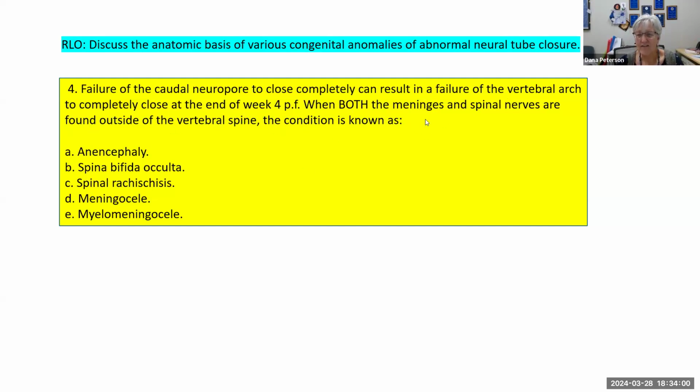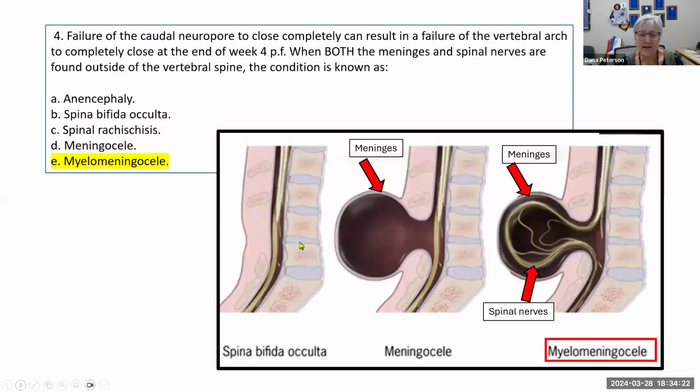So again, we've got a failure of the vertebral arch to close, and both the membranes that surround the developing spinal cord and spinal nerves are going to be found outside of that vertebral column or the vertebral spine. So this is from Dr. Spudik's lecture, and I'm going to show you the correct answer. And I know these are big words, that is what is called a myelomeningeocele.